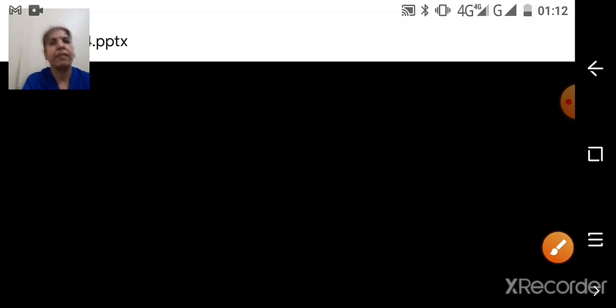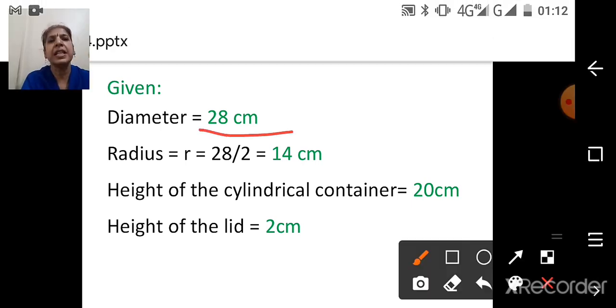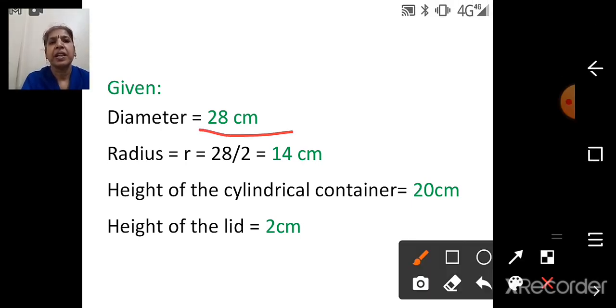Let's solve. Given, diameter is equal to 28 centimeter. So radius is half of diameter. So that is half of 28, 14 centimeter. So 28 divided by 2, 14 centimeter. Now two heights are given. One is the height of the cylindrical container, that is 20 centimeter, and height of the lid, which is 2 centimeter.